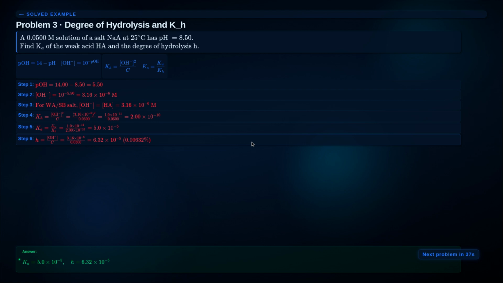Step 6. The degree of hydrolysis h equals OH minus divided by C, which is 3.16 times 10 to the negative 6 divided by 0.0500 equals 6.32 times 10 to the negative 5, which is only 0.00632%. Final answer. Ka equals 5.0 times 10 to the negative 5, and h equals 6.32 times 10 to the negative 5.